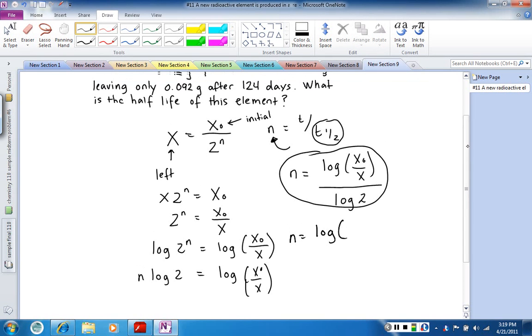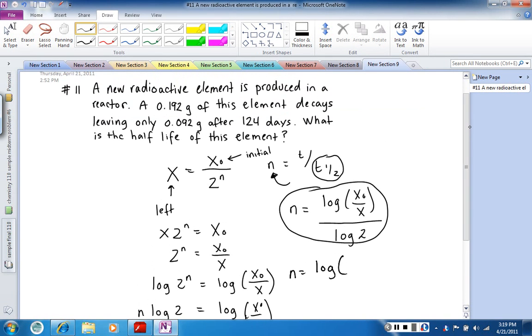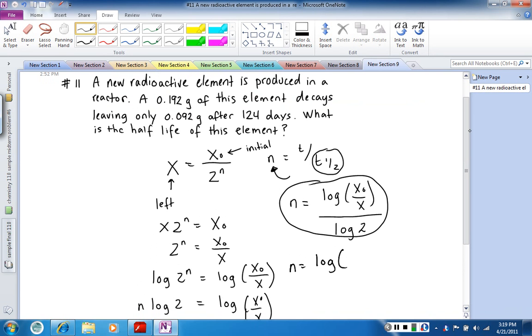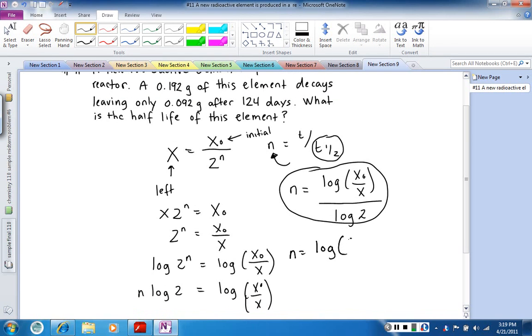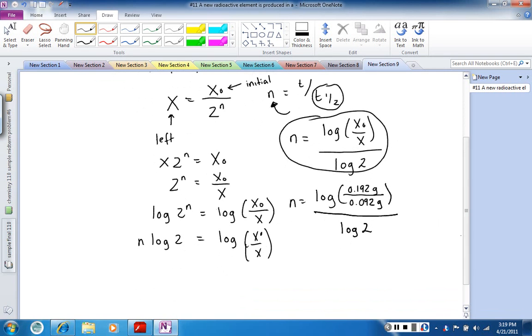Our x naught is initial, and it said we have 0.192 grams. Final is 0.092. Divide this whole thing by log 2. You figure out that n equals 1.061.